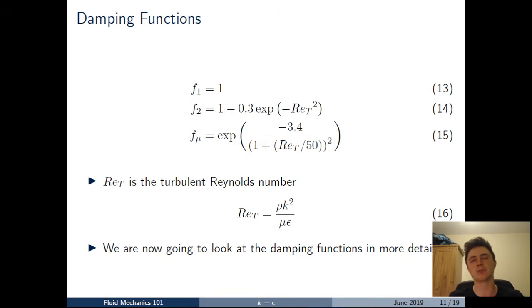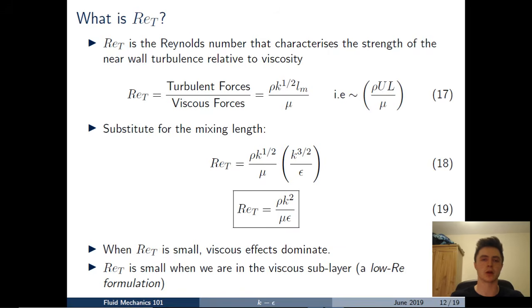And this may not be a quantity that you've necessarily seen before, so don't worry, I'm going to take a bit of time to explain what this parameter is and where it comes from. And then using that, look at the damping functions in a bit more detail. So when we think of Reynolds number, what we usually think of is a ratio of some inertial forces to some kind of viscous forces.